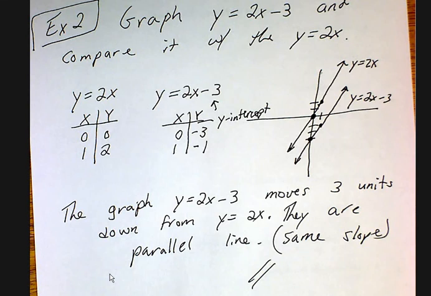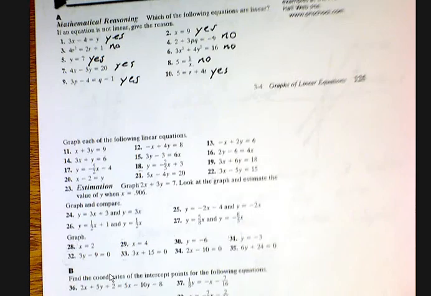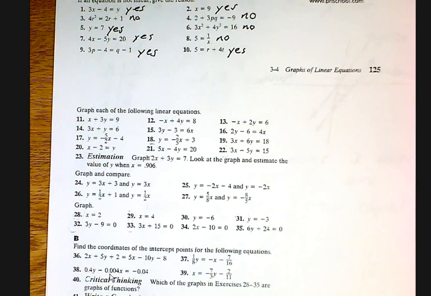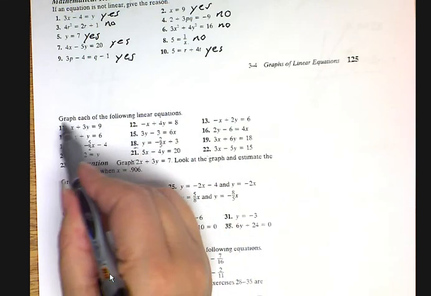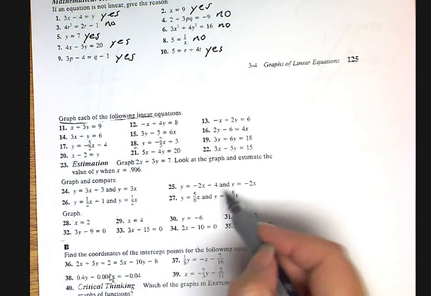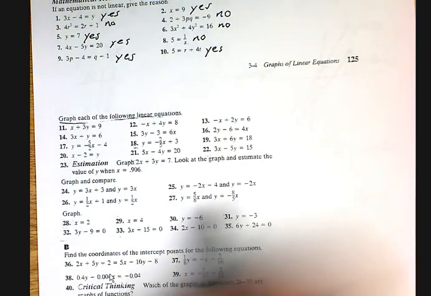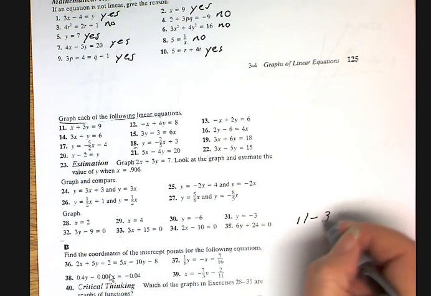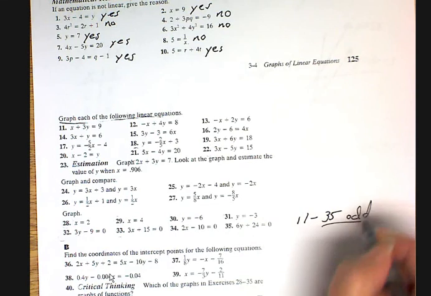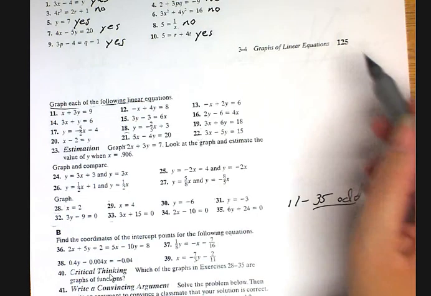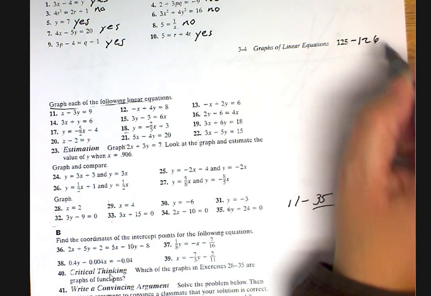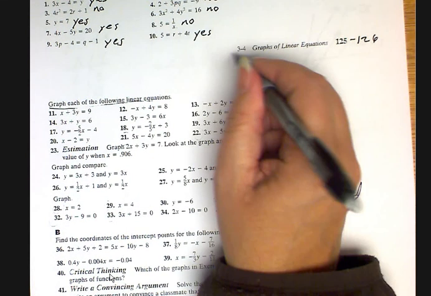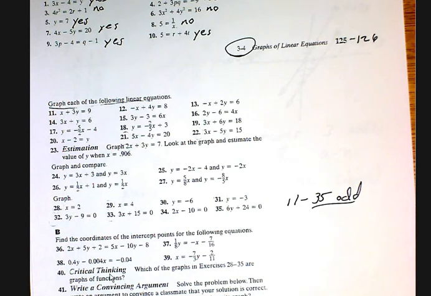So you received this paper today. You already did 1 to 10. What you are going to do is graph 11 through 35 odds. This is your book, and I believe it's pages 125, 126 if you want to look at it. And when you check your answers, you are looking at the 3.4 answers.